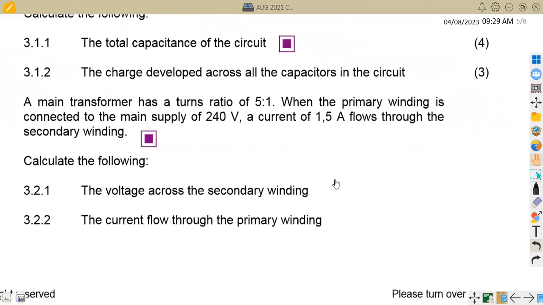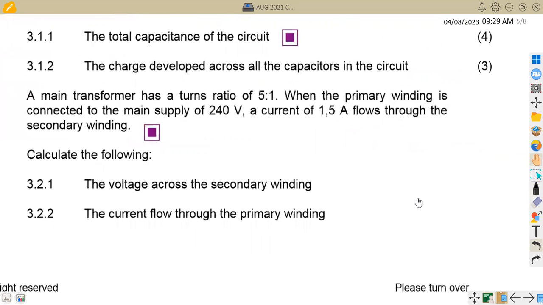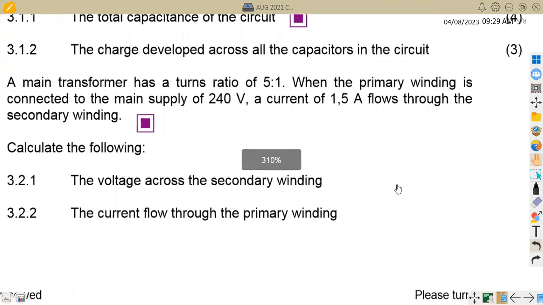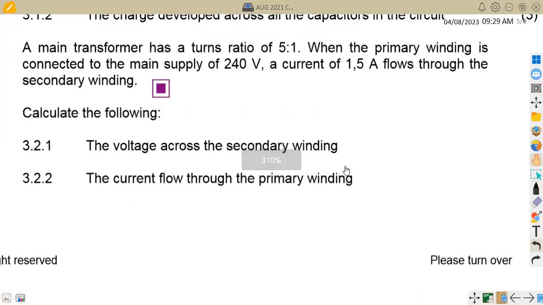3.2, we are now given that a main transformer has a turns ratio, when the primary is connected to the main voltage of 200 volt.